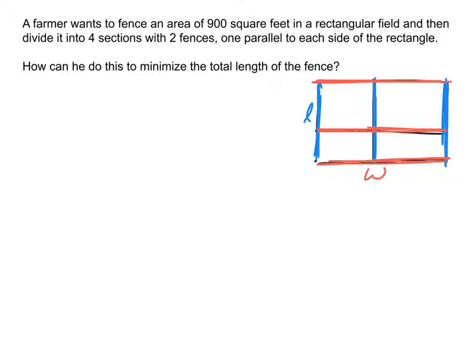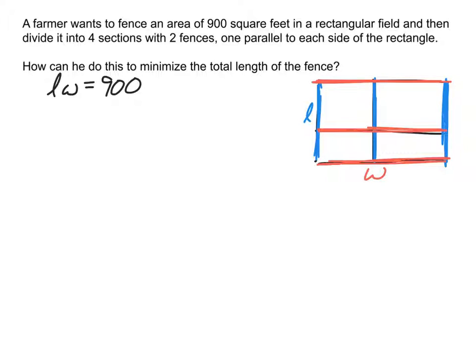All right, so now that I have my picture, I can go ahead and start writing the system of equations. First of all, we want the area of this whole rectangular field to be 900 square feet. So for area, that means we're going to do length times width, and that has to actually equal 900. And then we have the lengths of the fence. We want to minimize the total length of the fence. So that means I need an equation here that represents the total length of the fence.